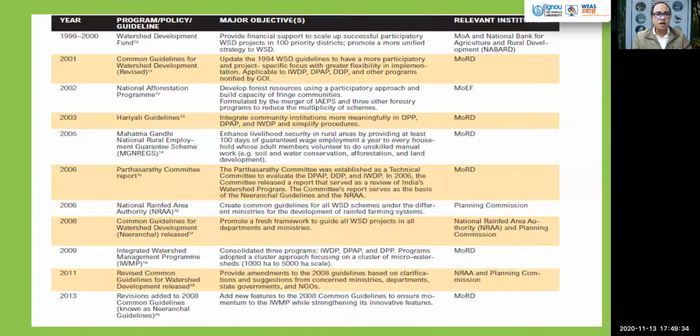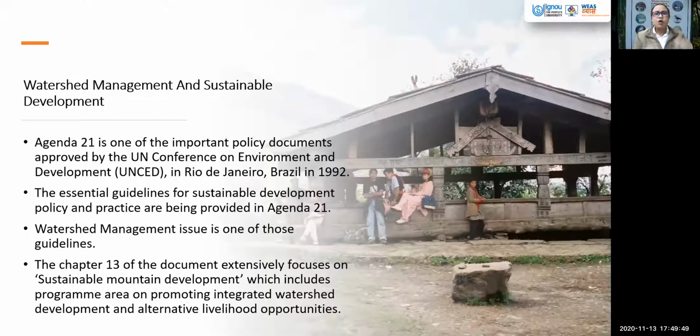So this is how we are evolving, and we have different guidelines also, published by the ministry. On how watershed management supports sustainable development, if you look into global efforts, you will find out that Agenda 21 is one of the important policy documents, which was approved by the UN at the Rio Conference in 1992. In that, the essential guidelines for sustainable development policy and practice are provided in Agenda 21. Under Agenda 21, watershed management is one of the guidelines.